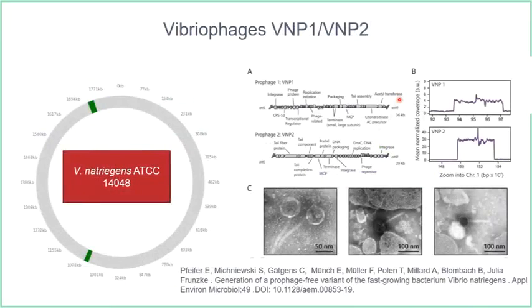We've also done some work with some other groups. This work was driven by Julia Frunzke's group with Eugene Pfeifer in Germany. They'd been working on 2 phages known as VNP1 and VNP2, and these are the 2 phages. They'd noticed in their sequencing they got higher coverage, suggesting they were induced, and they were able to identify the phage particles and predict where they may occur in the genome. And then they came to us and asked us whether or not they could find these in other vibrios.